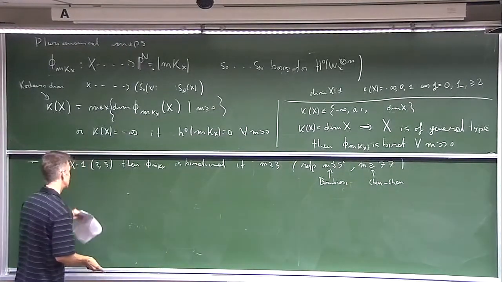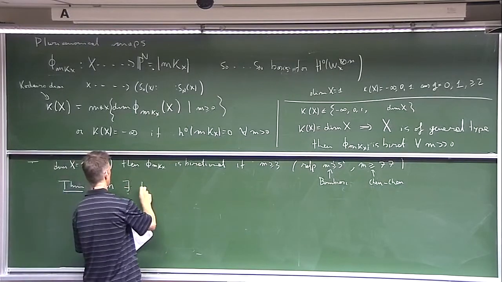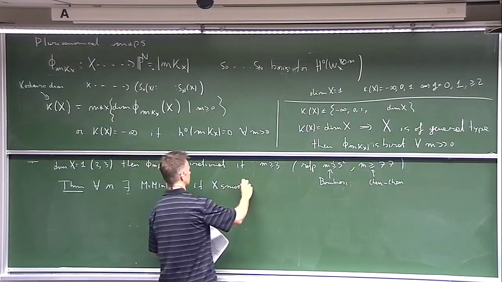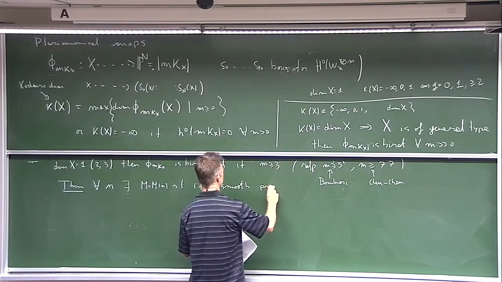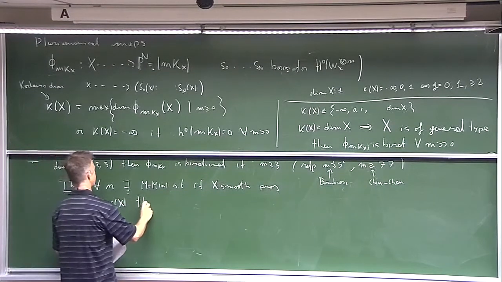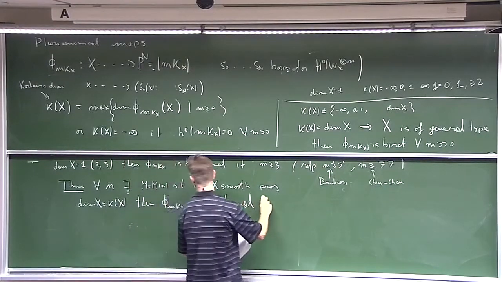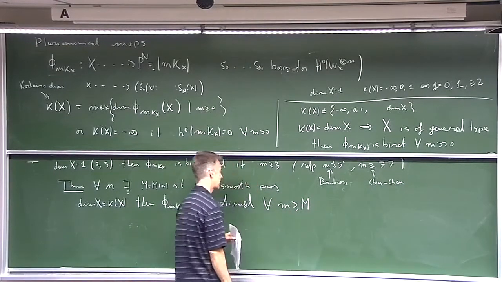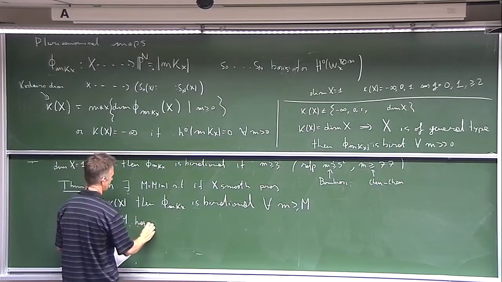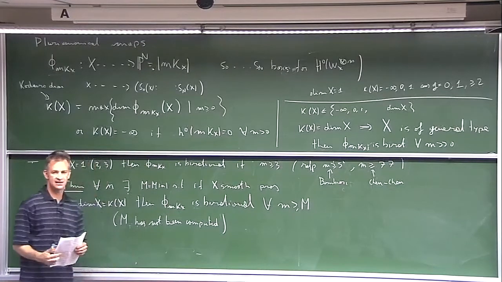OK. And in fact, it's known that for any dimension n, there exists an integer m, which depends only on the dimension, such that if X is smooth, complex, projective, of general type, then phi_{mK_X} is birational for every m greater or equal to this constant m. But this constant that we know exists, we don't know how to compute it. The given methods only say that there exists such an m, they do not actually compute it.